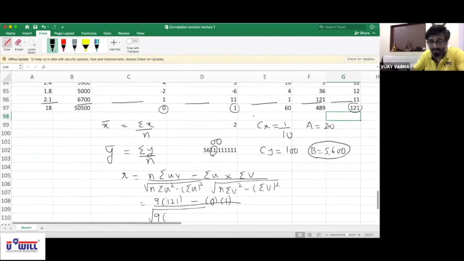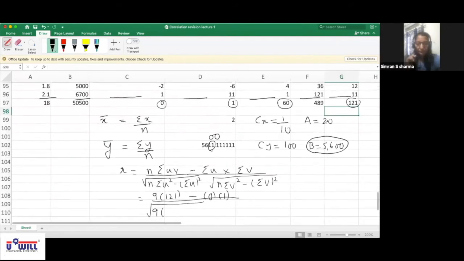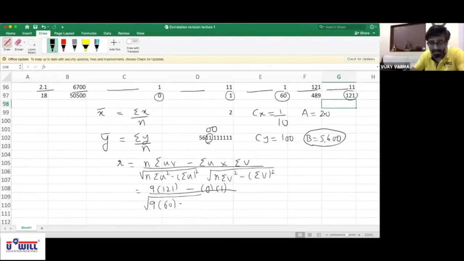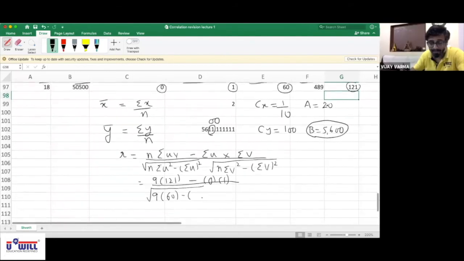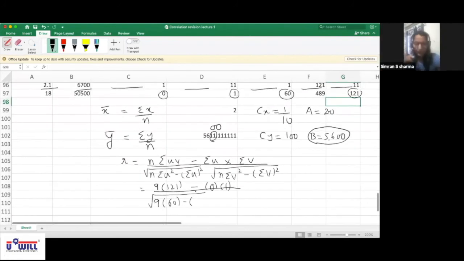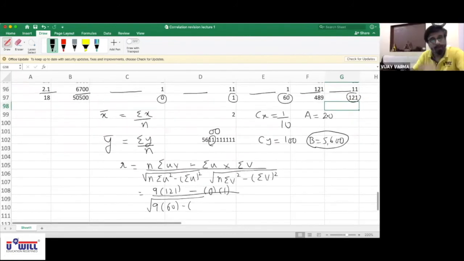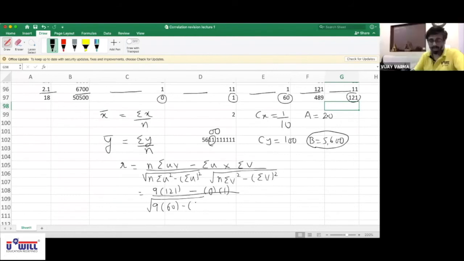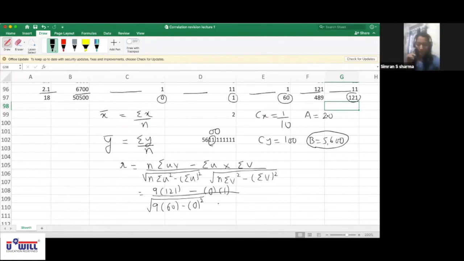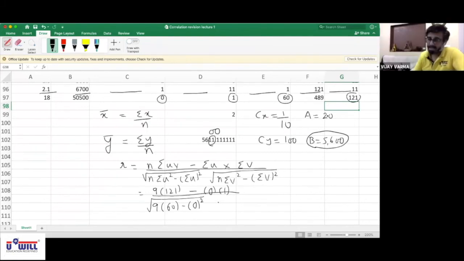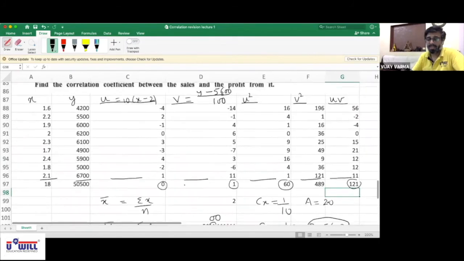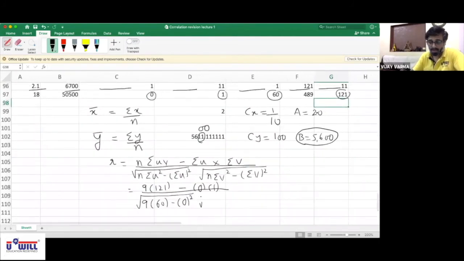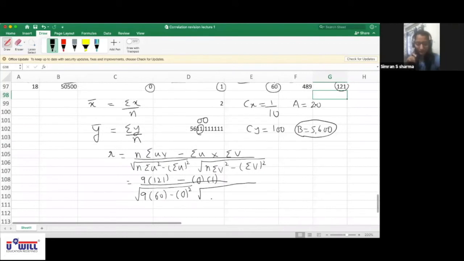Sigma u square we have obtained as 60, minus sigma u whole square. What is sigma u? 0. So 0 square. Be careful, everyone: sigma u square doesn't mean 60 whole square. Sigma u whole square means sigma u is 0, so it will be 0 square. Okay, Simran? Okay, sir.